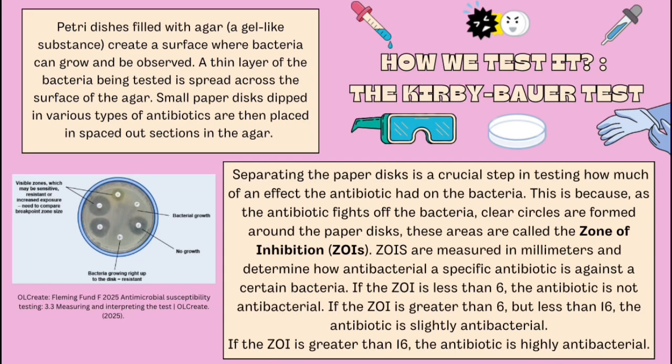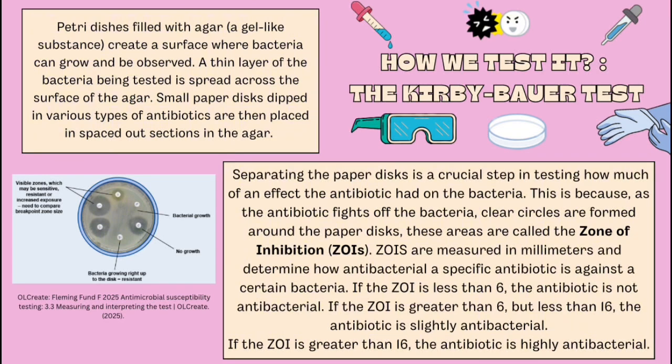Separating the paper discs is a crucial step in testing how much of an effect the antibiotic has had on the bacteria. This is because as the antibiotic fights off the bacteria, clear circles are formed around the paper discs. As you can see here in the picture shown right next to it, those clear circles are surrounding it. These areas are called the zone of inhibition, or ZOIs.